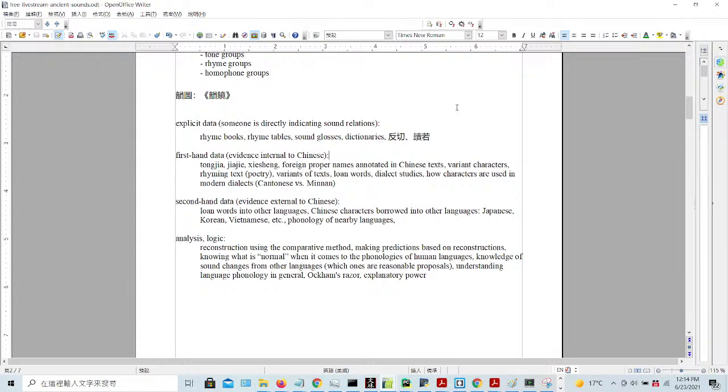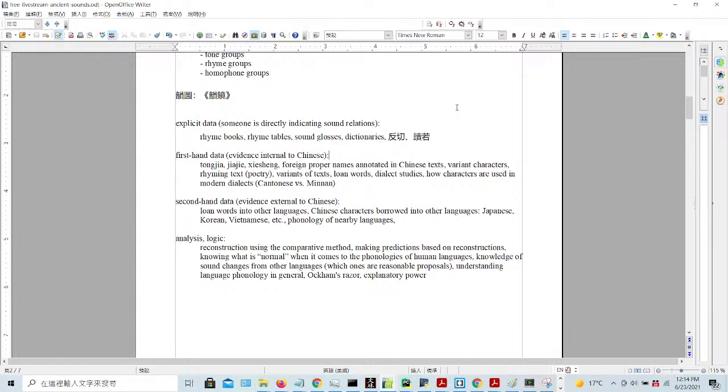Then you have jiajie, and jiajie is actually the same thing as tongjia, except that you've used this tongjia so many times that the jiajie meaning takes over the character meaning. You have the way foreign proper names are annotated in Chinese texts. So like a person's name or a place name, and we could have clues to that place or person name based upon other ancient historical records like Roman records or Greek records or Japanese, Korean, depending on what time in history we're talking about.